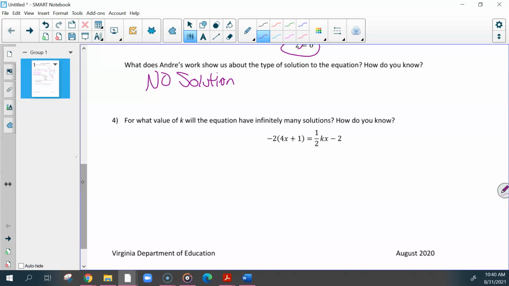With this problem, I kind of understood what they were talking about. Somehow we need to find a value of K that at the end would give me infinitely many solutions. From what I know about infinitely many solutions, both sides have to be the same. So in my mind, I'm thinking, okay, how can I make this the same? So I start solving this. I go ahead and I distribute.